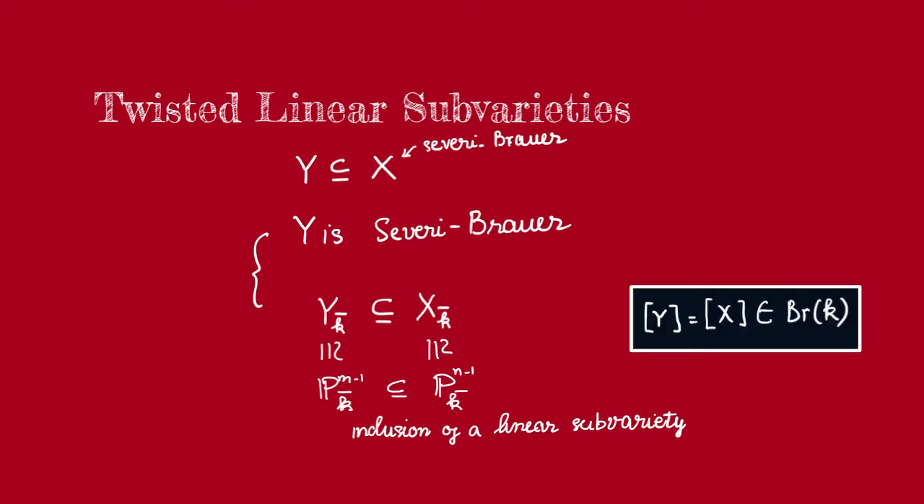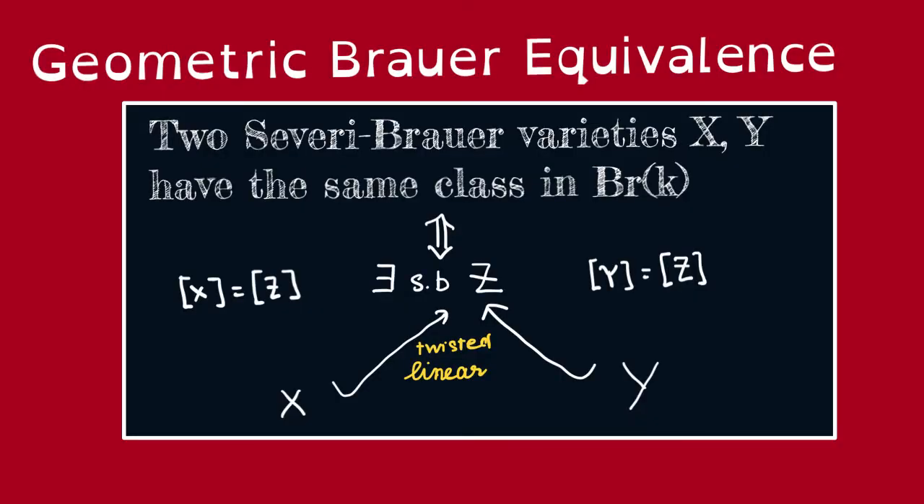So what's special about these subvarieties is that if Y is a twisted linear subvariety of X, then the class of Y is actually going to be equal to the class of X in the Brauer group. And this gives us a way to define Brauer equivalence geometrically. So we claim that if we have two Severi-Brauer varieties X and Y, then they're going to have the same class in the Brauer group if and only if there exists some Severi-Brauer variety Z such that X and Y can both be embedded as twisted linear subvarieties of Z.